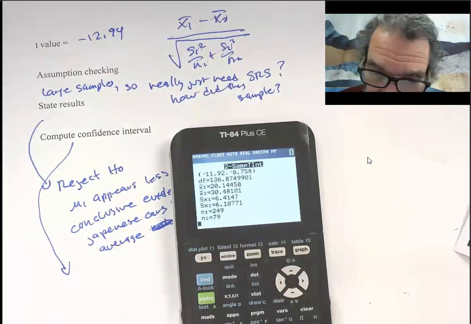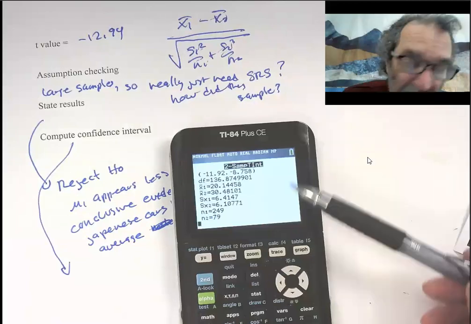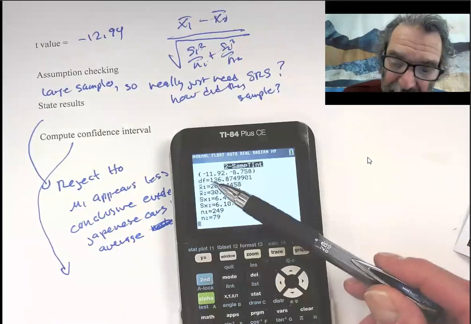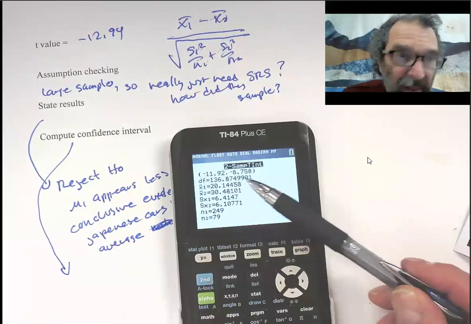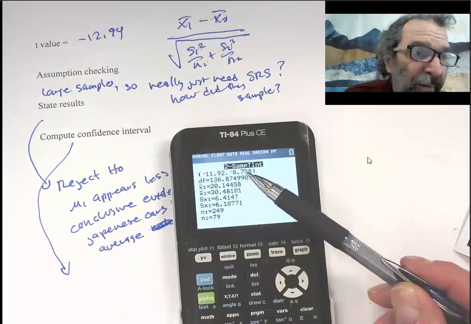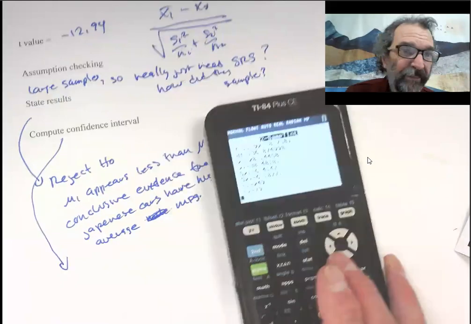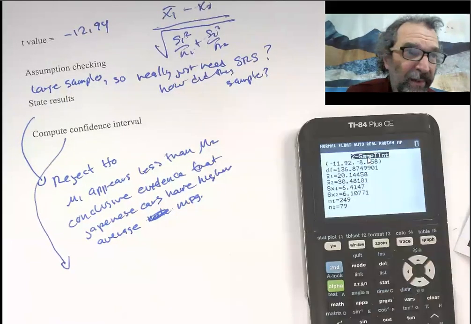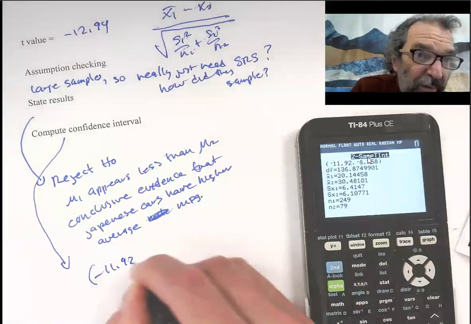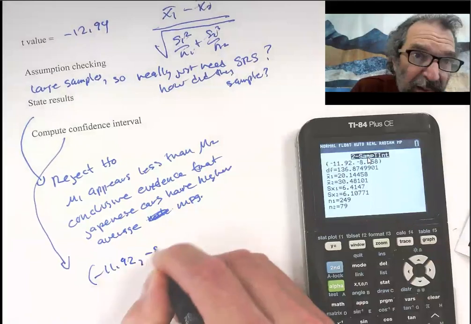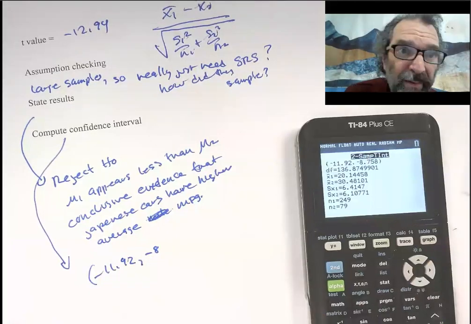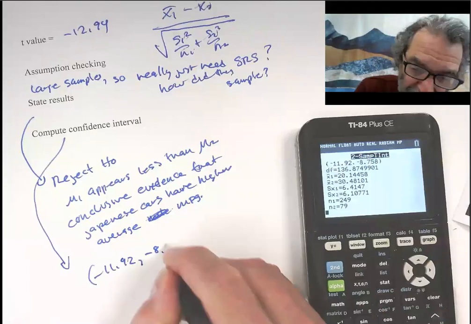So it says the difference in mileage is somewhere between minus 11.92 and minus 8.758. So if that is something you care about, that's how big the difference is.